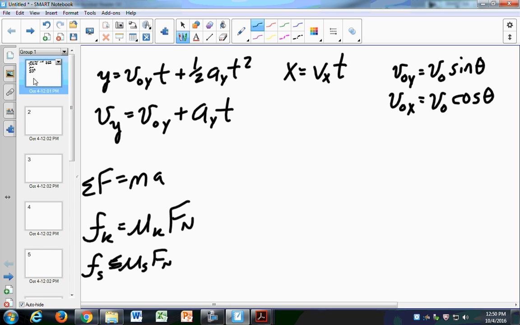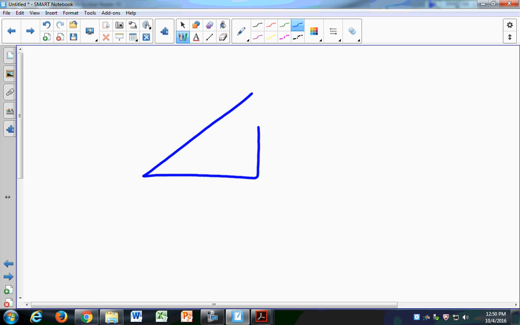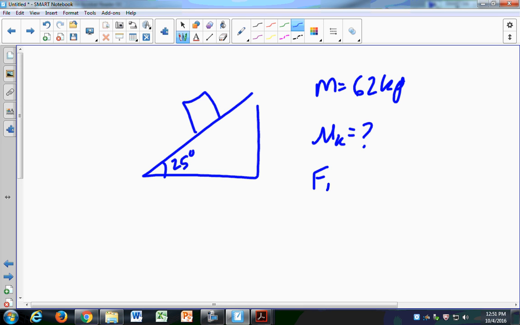So this problem was one that everybody got. It's the skier on the inclined plane. We had a skier on an inclined plane, and it said that the mass of the skier, I'm going to draw him as a block, is 62 kilograms. This angle is 25 degrees, and I want to know what mu k is if the normal force is known to be 45 newtons.